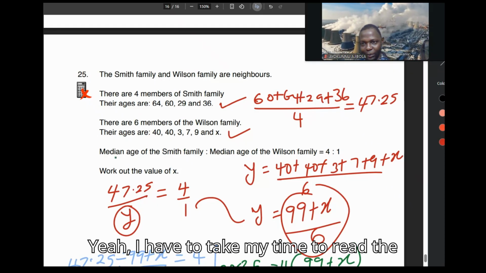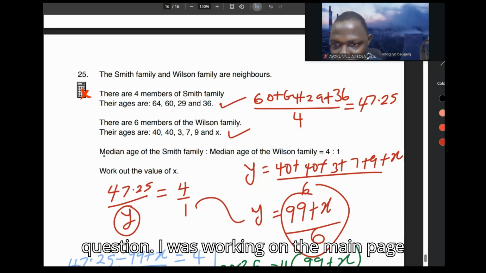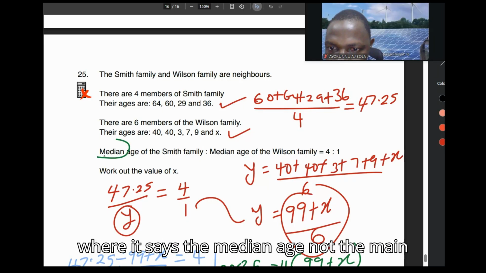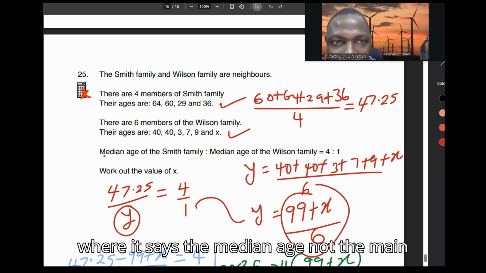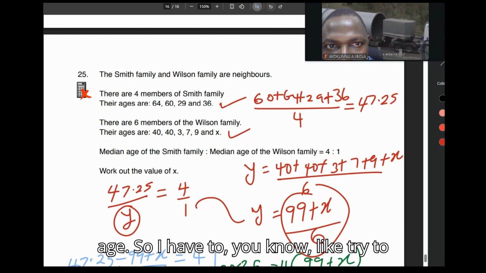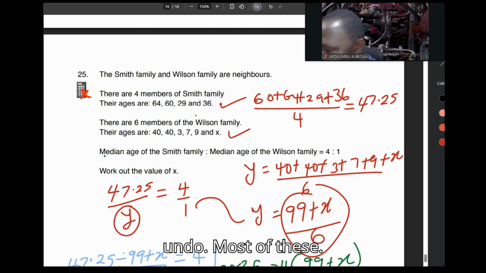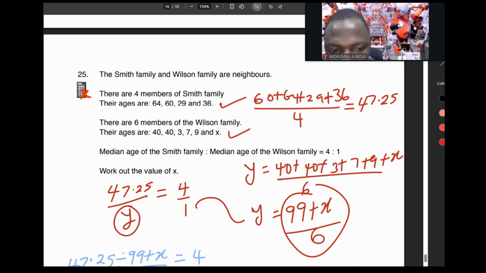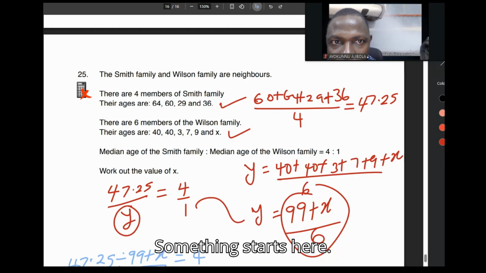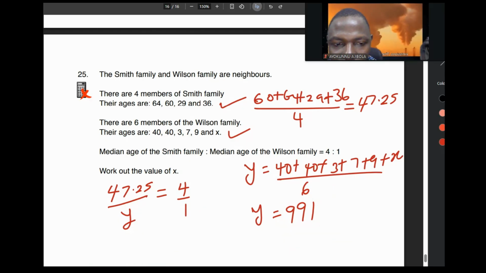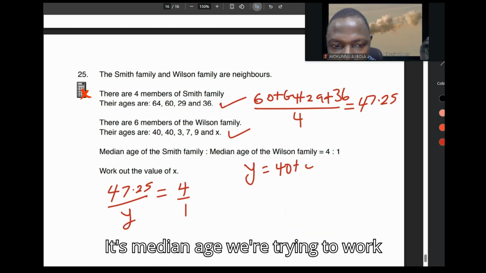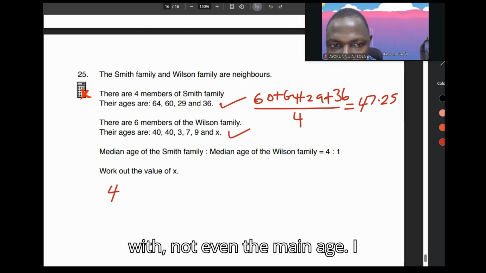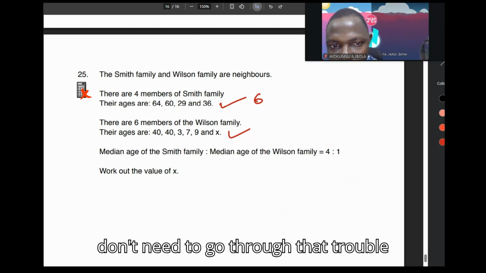Yeah, I had to take my time to read the question. I was working on the mean age, but it says the median age, not the mean age. So I have to try to undo most of this stuff here. It's median age we're trying to work with, not even the mean age. I don't need to go through that trouble that I went through.